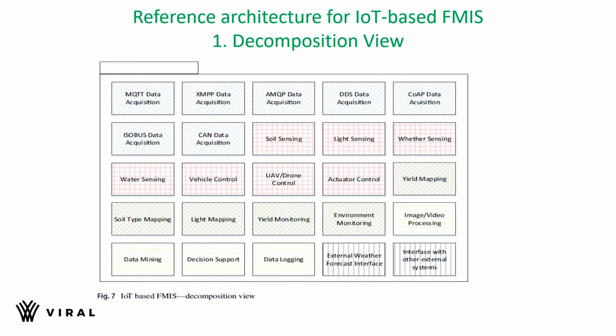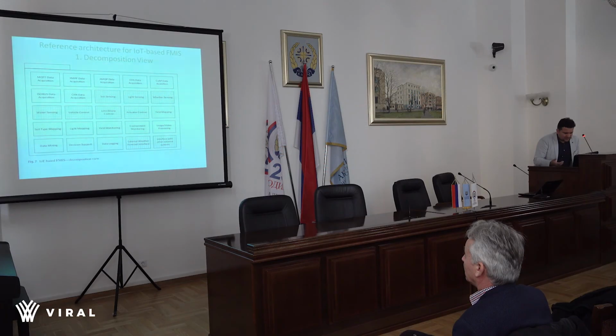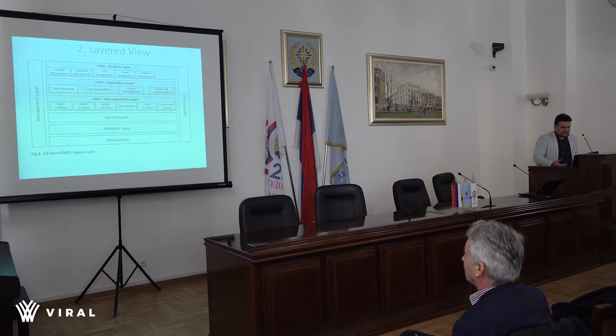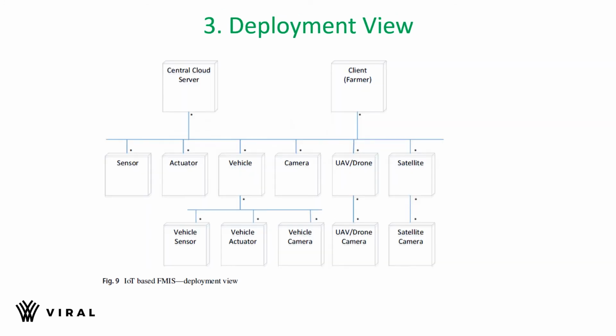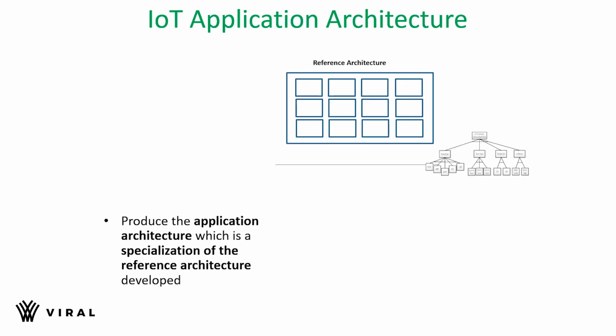But for your application, you can select some of them. For instance, if you are not dealing with soil sensing or light sensing, you can remove them. And this is the layered view, which shows all the details of the application layer, data acquisition layer, and business layer. Here you see the deployment view. The deployment view is about how you deploy the software across hardware entities. We have different hardware entities, but how do you deploy your software? This was the deployment view.